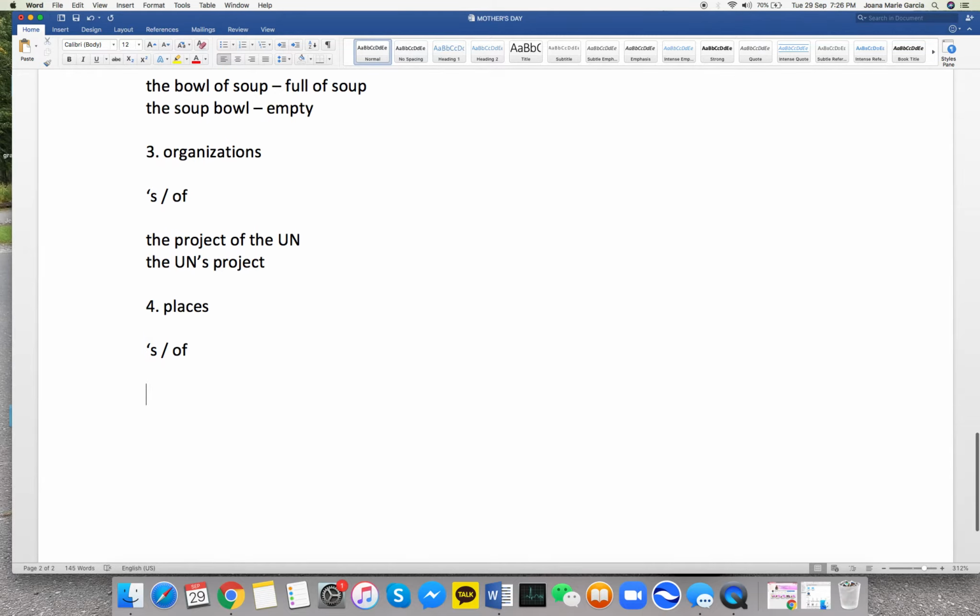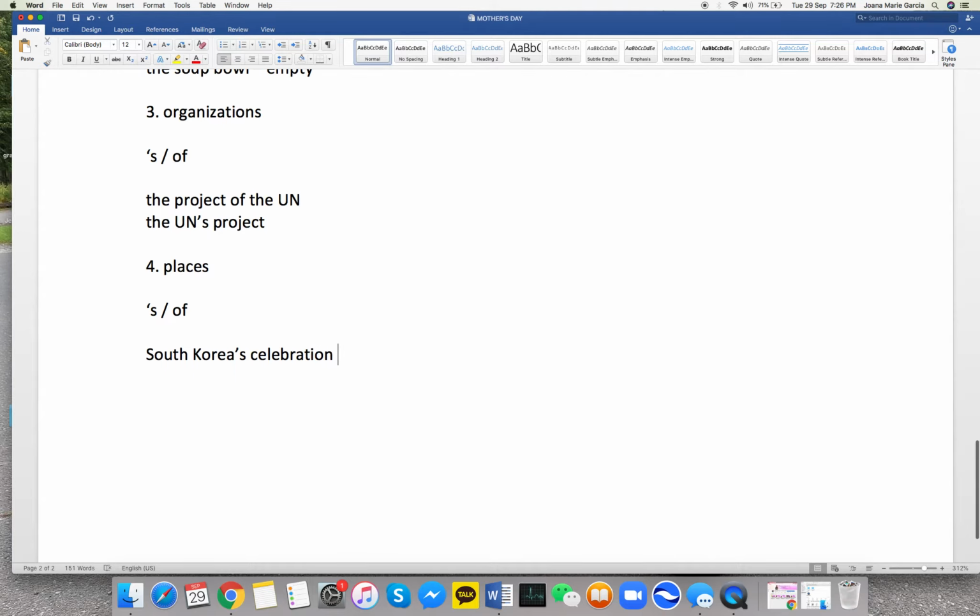Okay, let's have an example. For example, if I say South Korea's celebration, in that case I use apostrophe s, or I can just say the celebration of South Korea. So both are actually accepted.